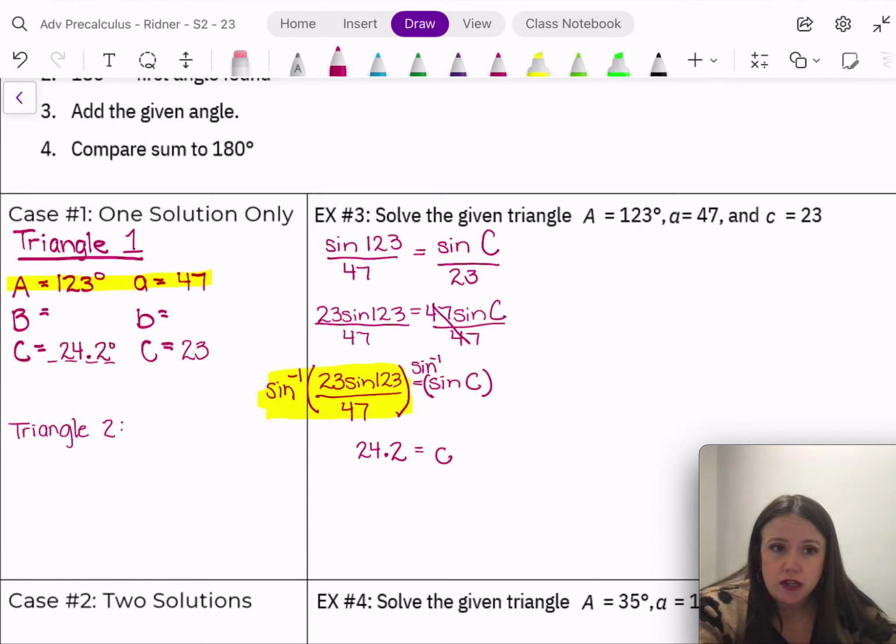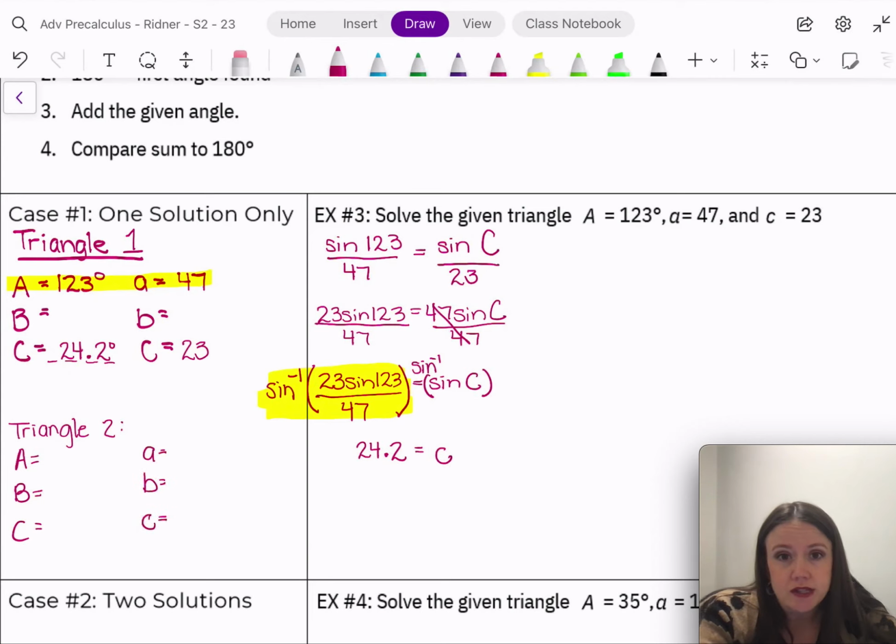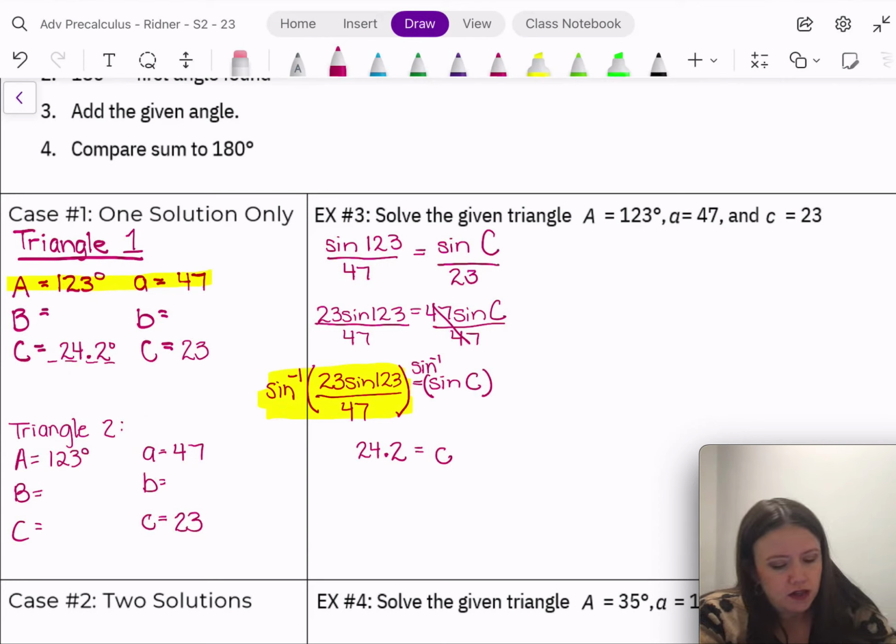Now we're going to pause there. I know if you're looking ahead at all, you're like, oh, I can find B now because I can subtract from 180. You are correct. But we're going to pause there and test for our second triangle. So we still have all the same givens, meaning the 123 degrees, the 47, and the 23 are all still there. To test for that second triangle, we're going to take whatever angle we just solved for.